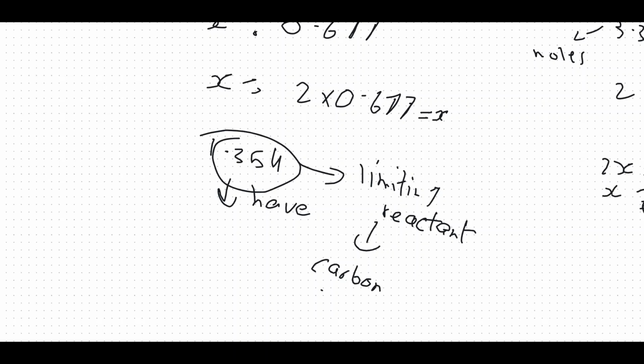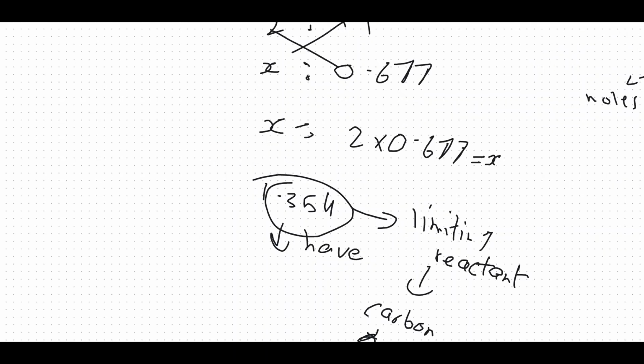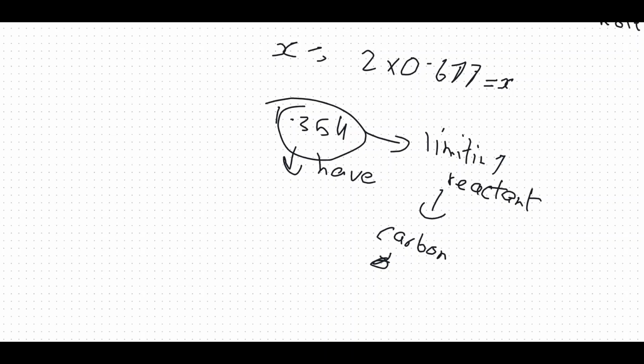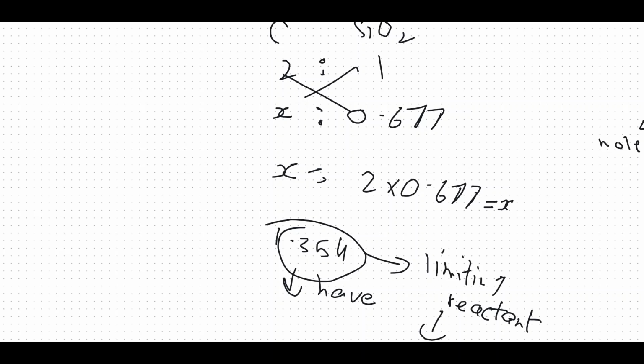So is this clear till now, how I found the limiting and excess reactants? Is all of this clear? Okay, so it's clear, right?